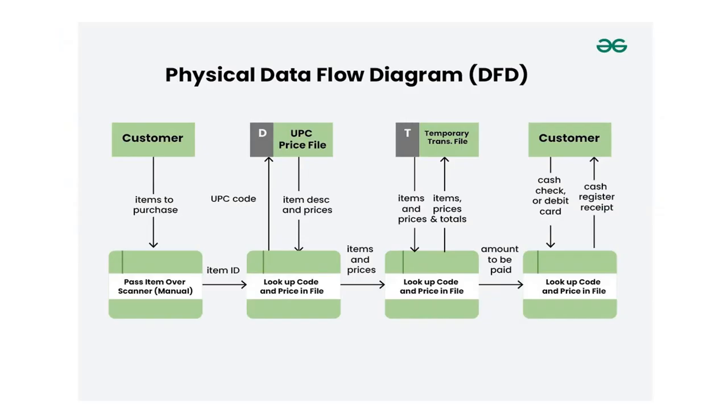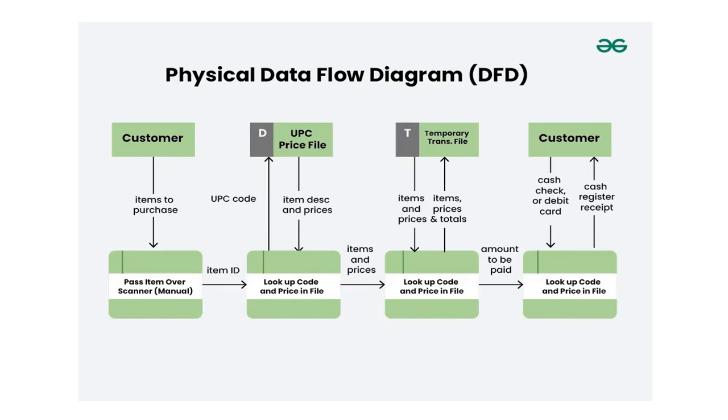So now we have a physical data flow diagram in which the customer provides the items to be purchased, and they pass the item over a scanner. So it will of course be manual. Then the item ID will be shared for looking up code and price in file. Then the UPC code will be shared to the UPC price file. Then item description and prices will be shared. Then items and prices are going to be forwarded to look up code and price in file. Then of course a temporary transaction file will be generated and that will be shared with the items and prices.